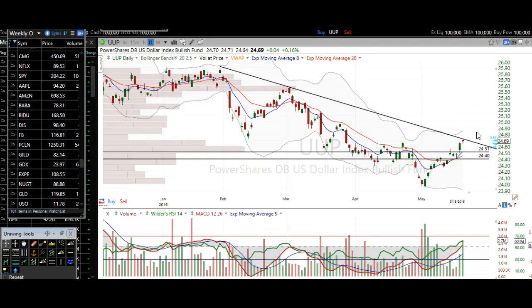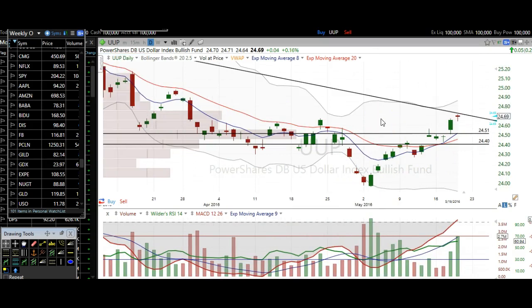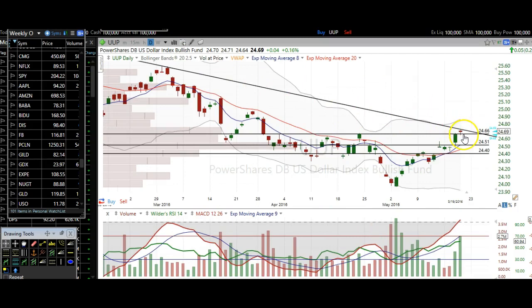Last but not least, I'm going to cover the dollar via UUP, the US Dollar Index Fund. We're coming up to a pretty decent downtrend line, and we're above some key resistance as well. So might want to break over this resistance, over this downtrend line. We'll see. We've got that support at 24.66. As long as that holds, then the dollar can be heading higher.